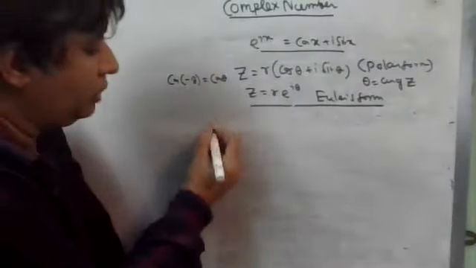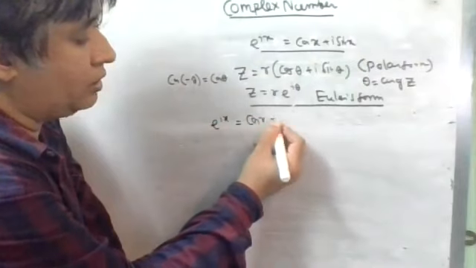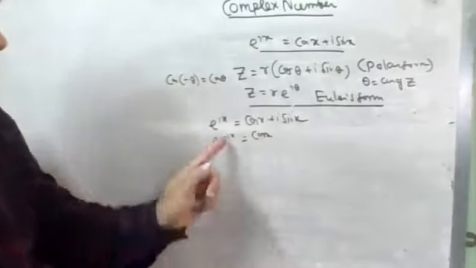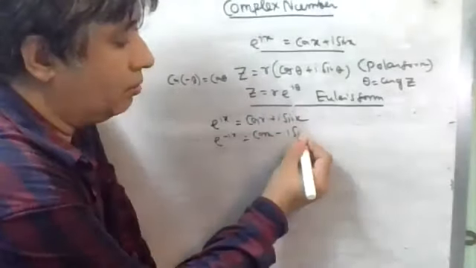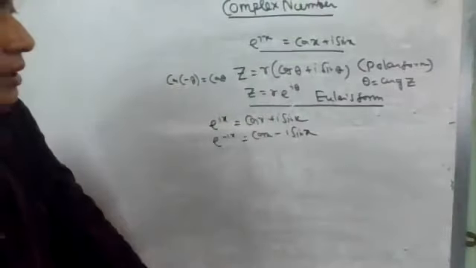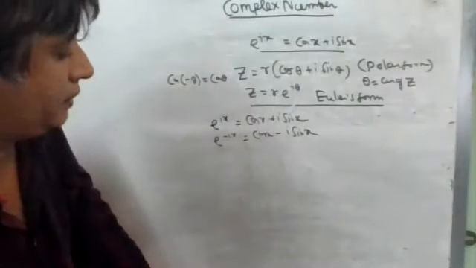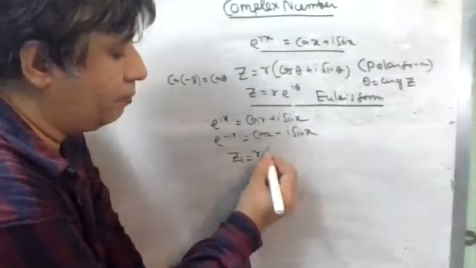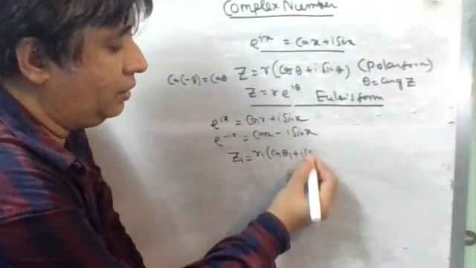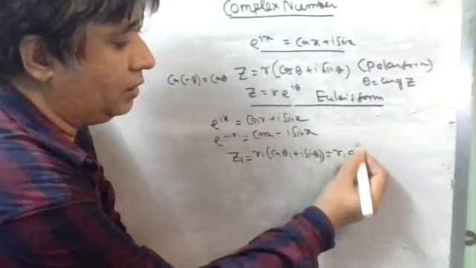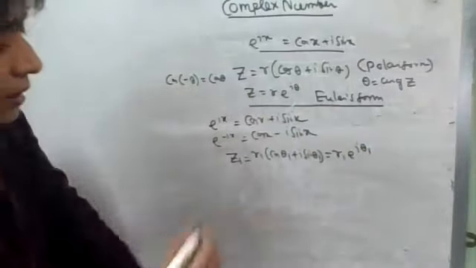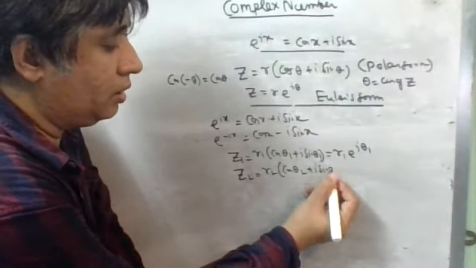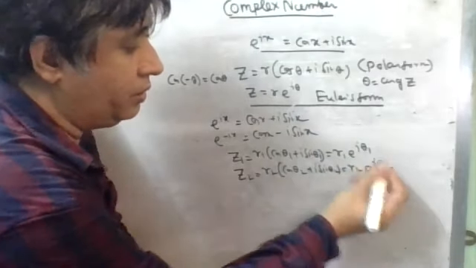See, e to the power ix is cos x plus i sin x. So in the same manner you will get e to the power minus ix is cos x minus i sin x. Now you see, Z1 is a complex number in polar form, r1 (cos theta 1 plus i sin theta 1), which is r1 e to the power i theta 1. Okay. Z2 is r2 (cos theta 2 plus i sin theta 2), which is r2 e to the power i theta 2.